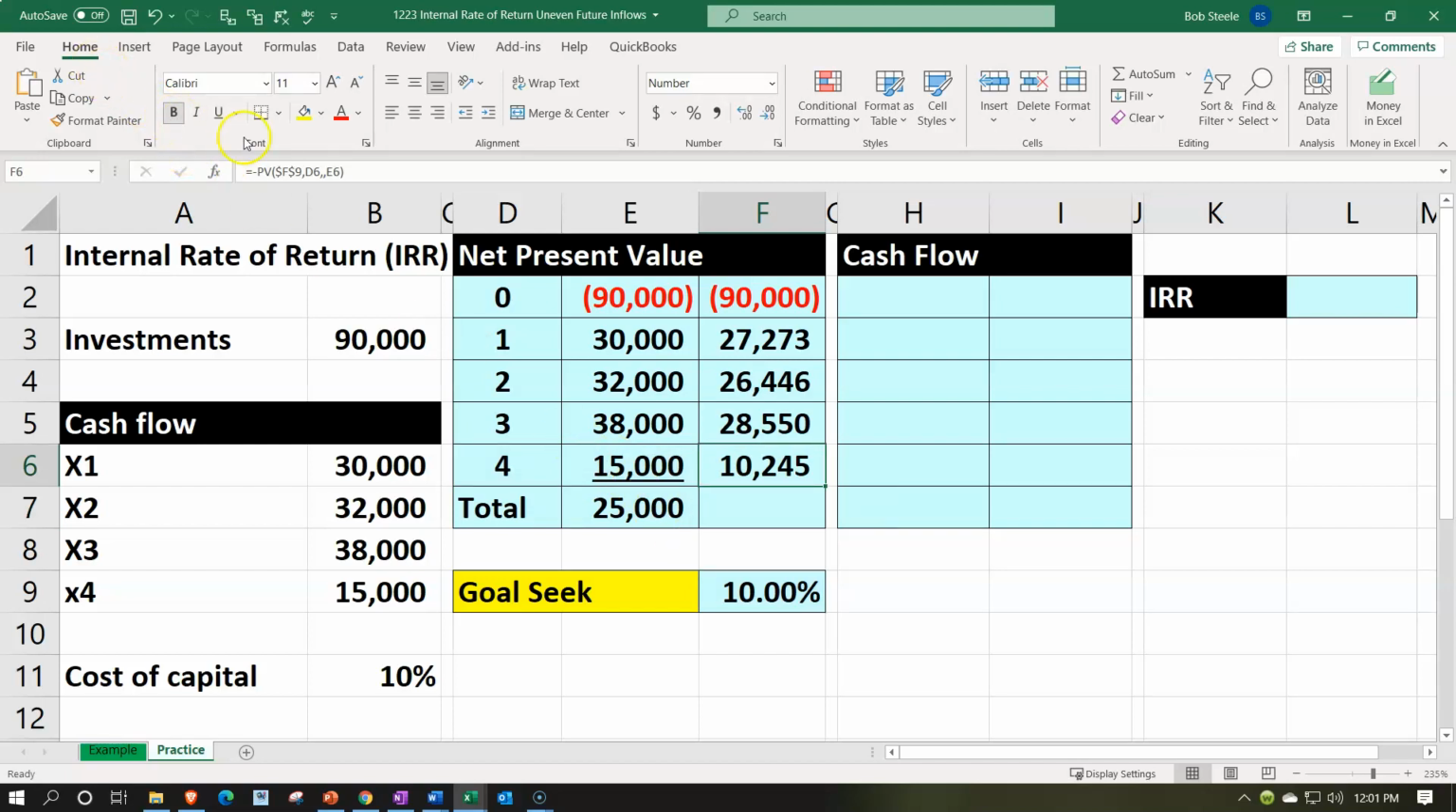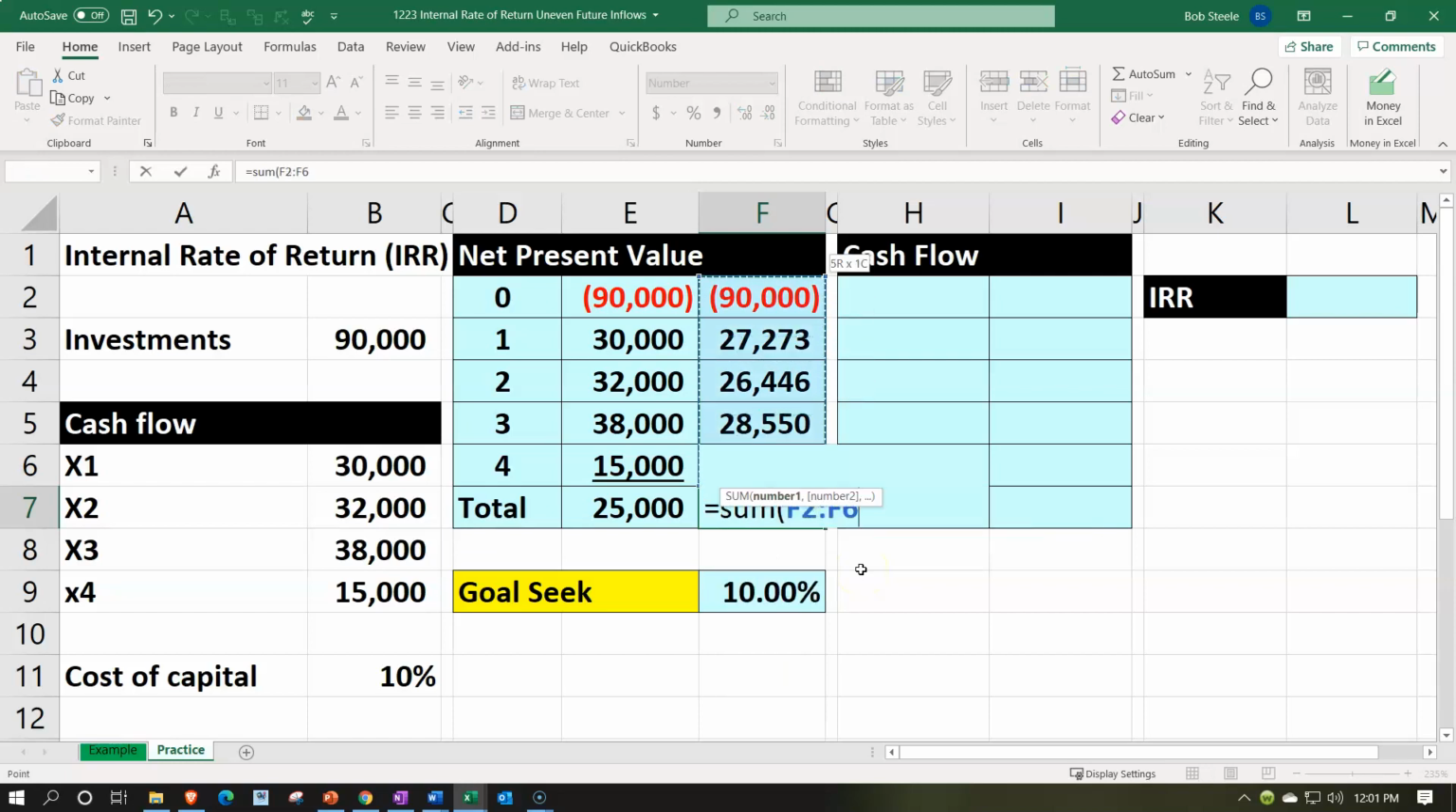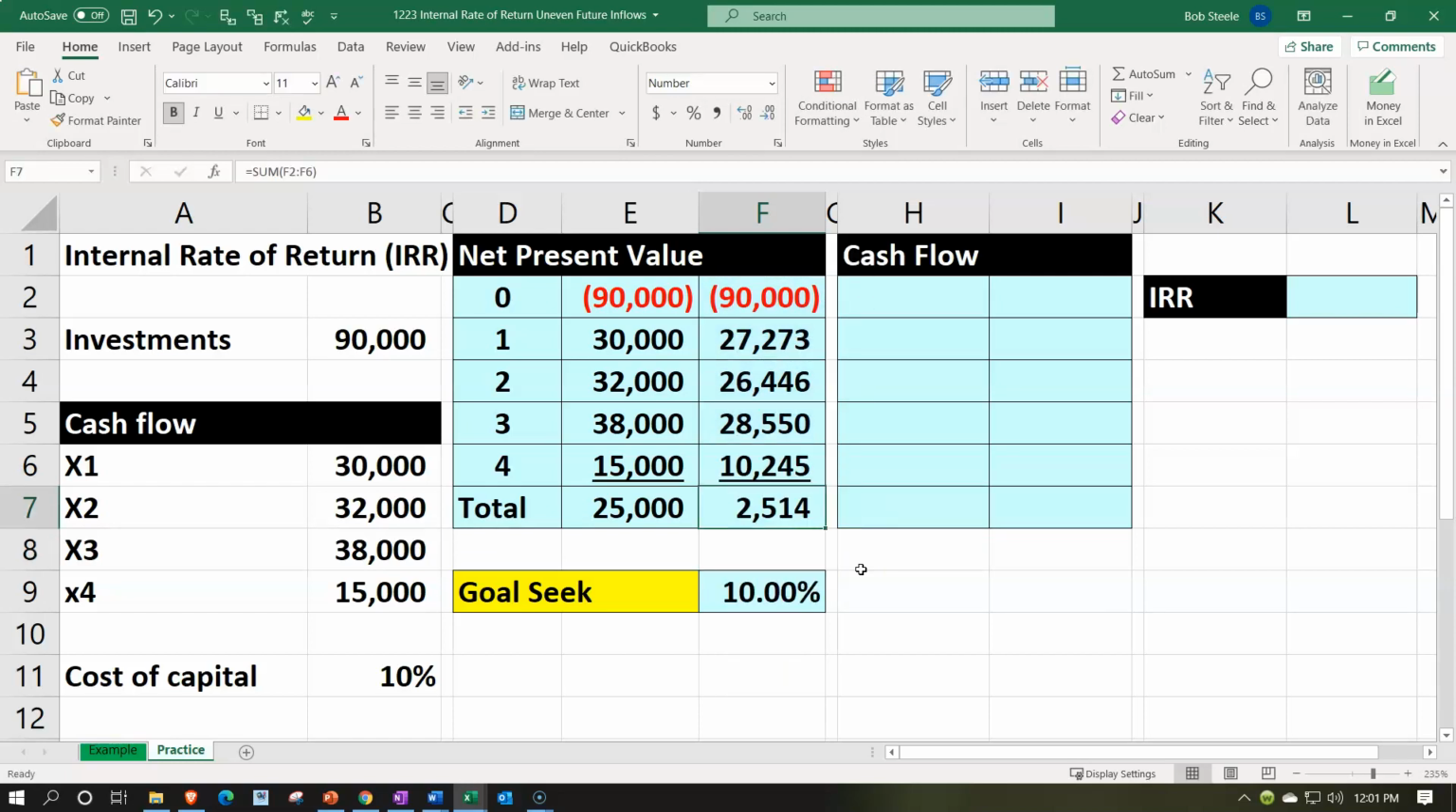So now we're going to go to the Home tab, Font group, and underline it here. We auto-filled it down. Let's sum it up now. Auto down, sum up. So then on a present value basis, we're at 2514. Now, that means that it's cleared the 10%, because anything above 0 means it's cleared the 10%.